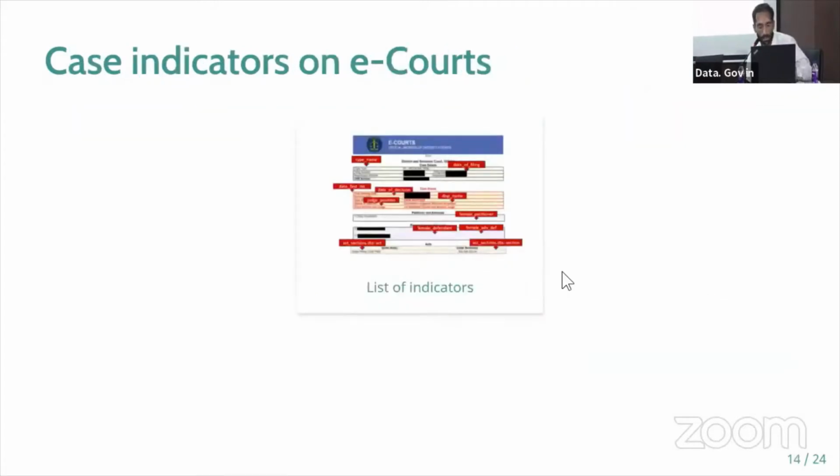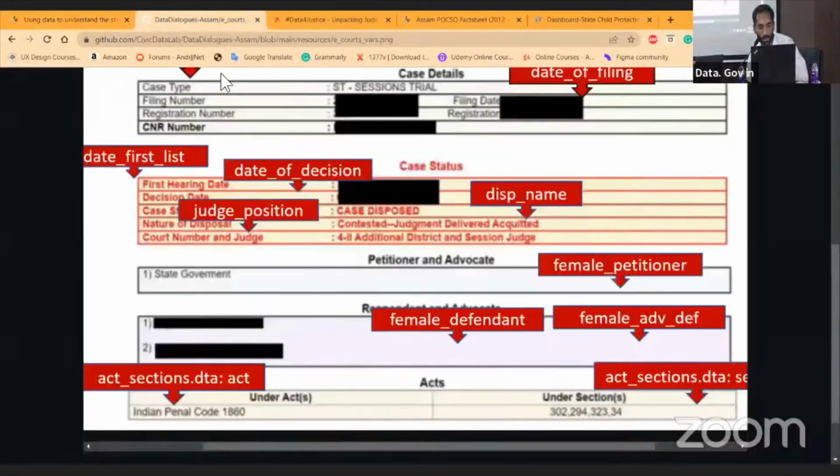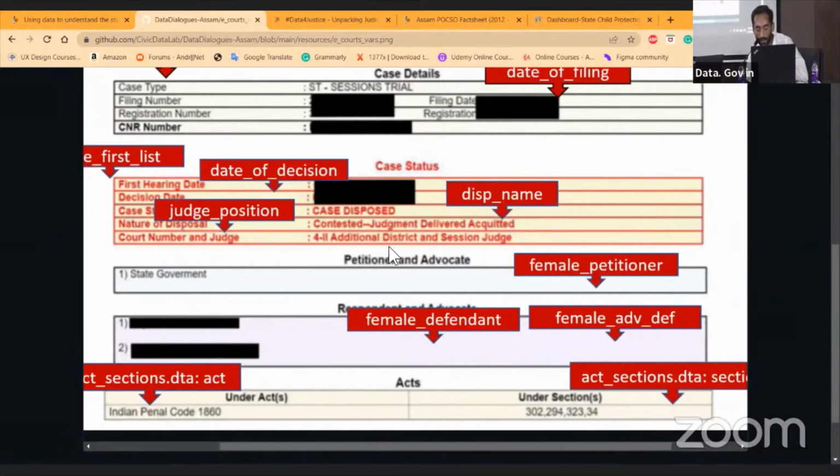Now, there are a lot of things that we can capture on records. So this is a case on ePost. This is how it looks. You have the case type, the filing number, filing date, registration number, CNR number, which is actually the ID of a case. Then you have case status, which is whether the case was disposed or it's pending. You have the petitioner and advocate details, and under what acts and sections.